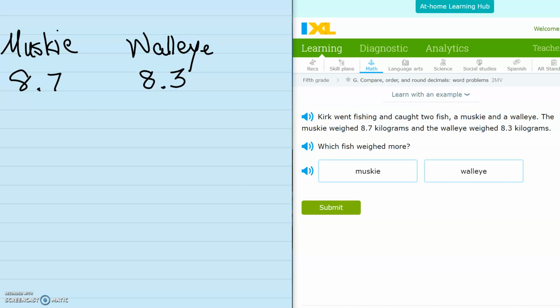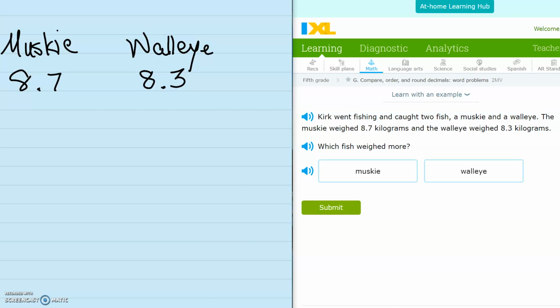Remember, we start with the place value furthest to the left to start comparing. So the biggest place value we have is in the ones. The muskie has an 8 in its weight in the ones place value. The walleye has an 8 in the ones place value. Those are equal, so we can't determine which one is more by those 2 numbers. So we have to move to the next place value, move to the right.